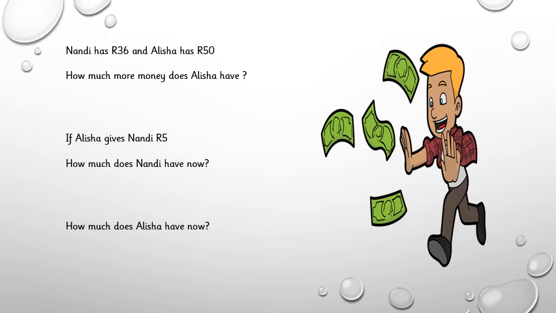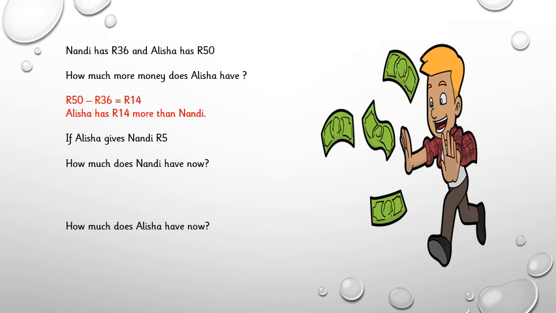Right, so if Nandi has 36 Rand and Alicia has 50 Rand, how much more money does Alicia have? So we have to say 50 minus 36, which equals 14. So when we answer the question, we say Alicia has 14 Rand more than Nandi.